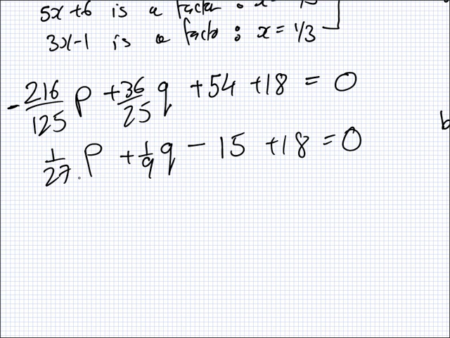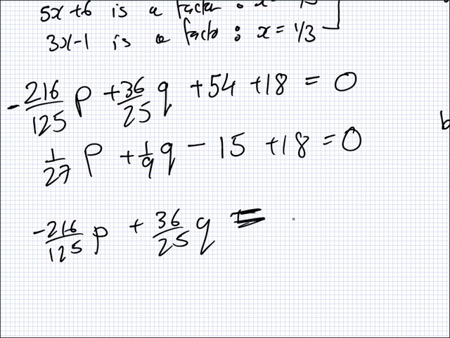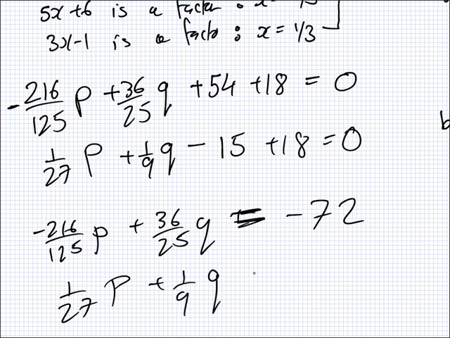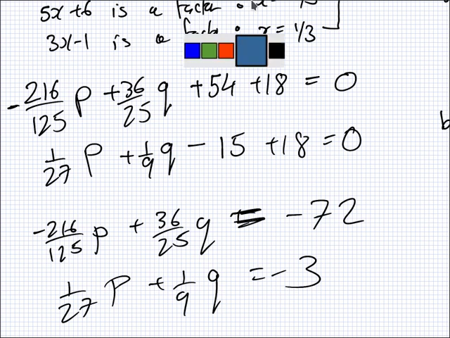I was more thinking about the fractions, but still, let's add them together. So minus 216 over 125p plus 36 over 25q, 64, 72? So equals minus 72. And then 1 over 27p plus 1 over 9q equals minus 3. Now we really have to think what would be a smart multiplication to make our lives easier. Times everything by 27.